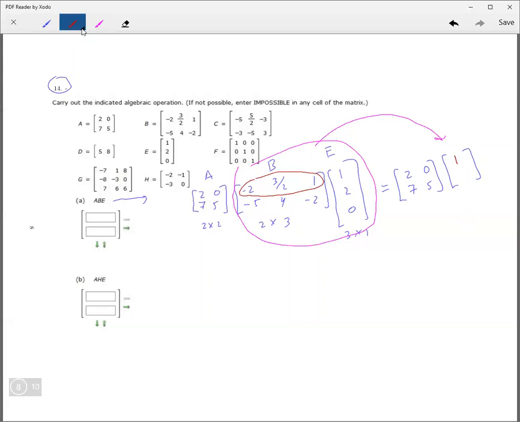And then this entry here will be this row times this column. So negative 5 times 1 is negative 5. And then 4 times 2 is 8. And then negative 2 times 0 is 0. So that's going to be 3. There. And then what we can do is we can multiply these two together. And try not to scribble all over the place.